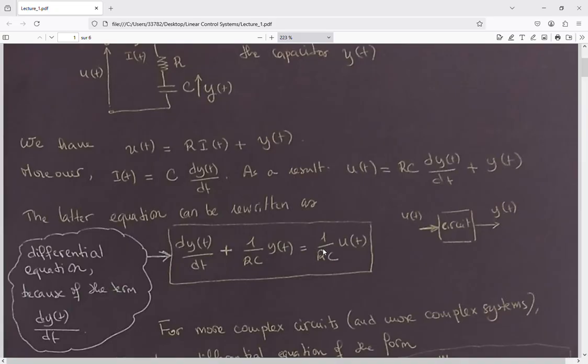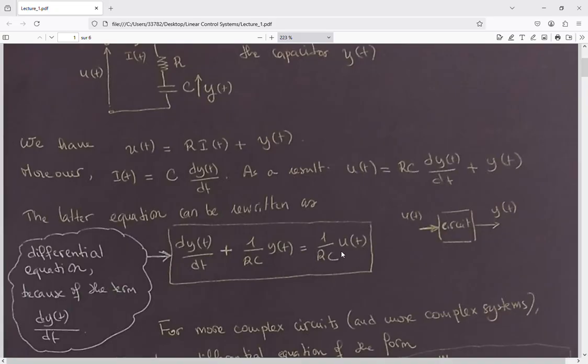So now we call this a differential equation. Differential because we have a derivative here, the time derivative of Y of t. Okay? So we have this system, this circuit, the input is U of t, the output is Y of t, and the relation between these two signals is a differential equation.